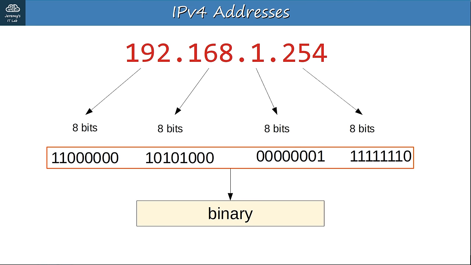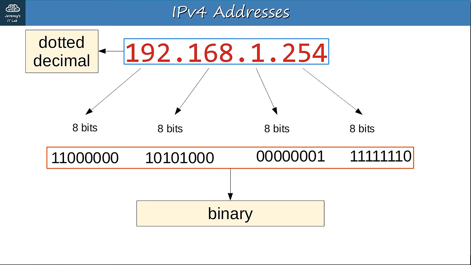However, binary is difficult to read and understand for us humans, so IP addresses are written using what's called dotted decimal, because there are four decimal numbers, 192, 168, 1, and 254, separated by dots or periods. Let's spend some time learning about binary, which is important to understand IPv4 addresses.